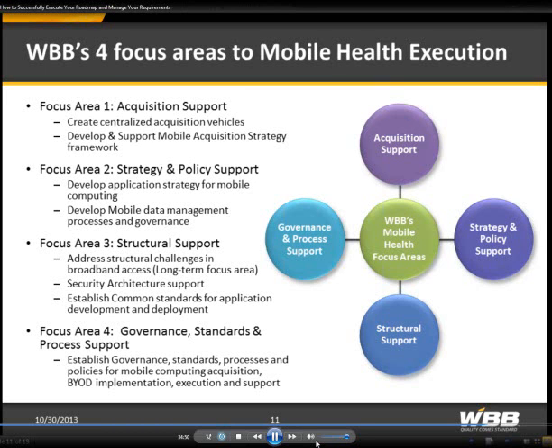And what I mean by structural support is, hey, there could be issues associated with broadband access. There are issues associated with implementing security requirement guidelines or any of the security architectures that are out there. And being able to establish common standards for these mobile health apps being developed and deployed. Governance, standards, and process support. We are working with our clients on implementing POA&Ms and being able to execute that and support it.